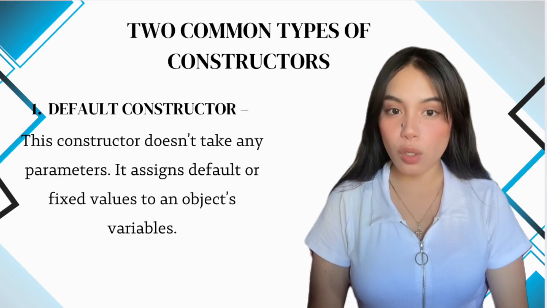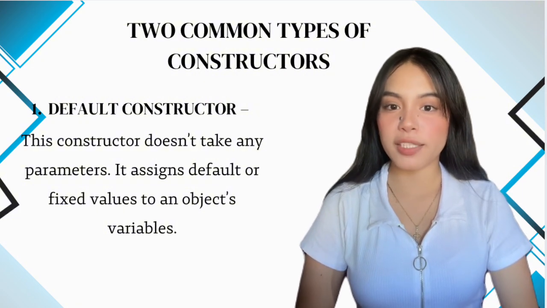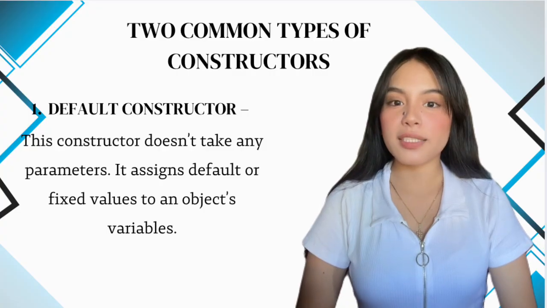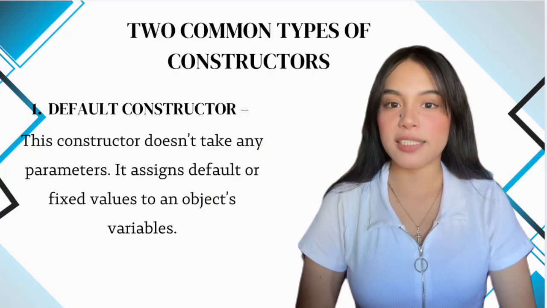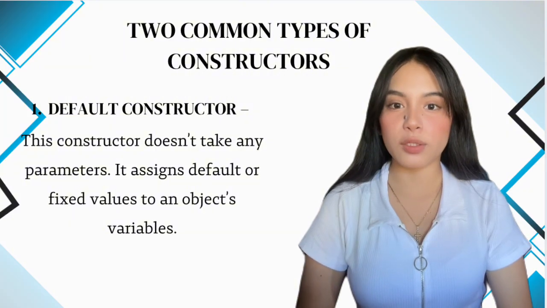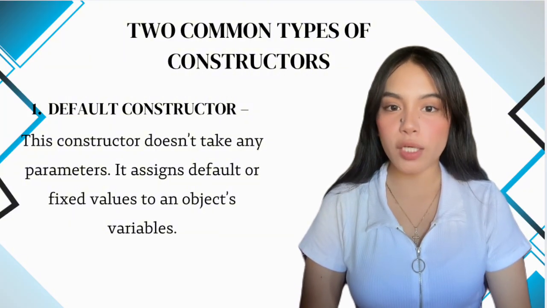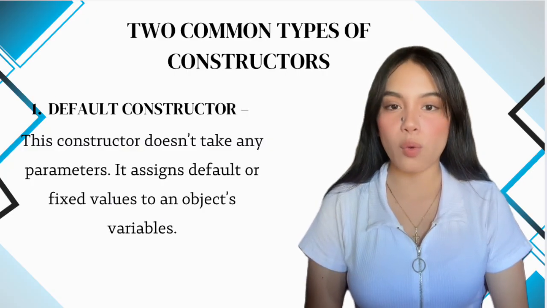So there are two common types of constructors in Java. First, we have the default constructor. This constructor doesn't take any parameters. It assigns default or fixed values to an object's variables. If you don't write any constructor in your class, Java automatically creates a default one.